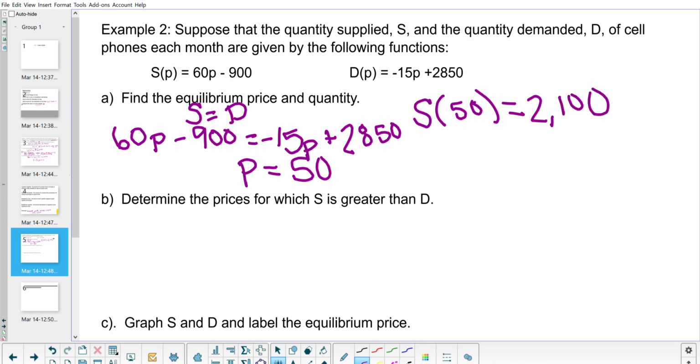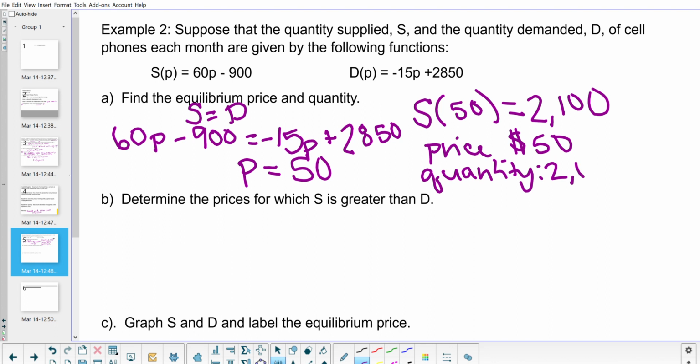Okay, so then writing your answer nicely, the equilibrium price is $50. And the equilibrium quantity is 2,100 cell phones.